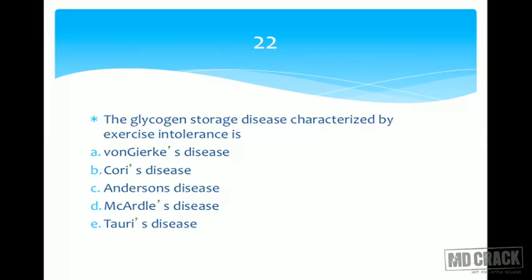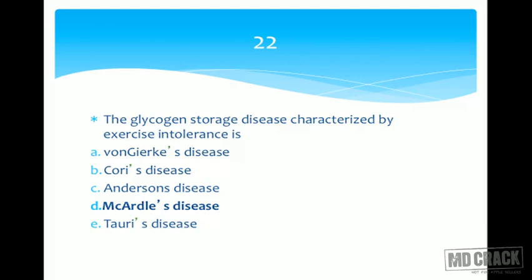The glycogen storage disease characterized by exercise intolerance is: von Gierke's, Cori's disease, Anderson's, McArdle's, or Tarui's. So exercise intolerance is present in which glycogen storage disorder? McArdle's. What is happening here? How do you remember all this?